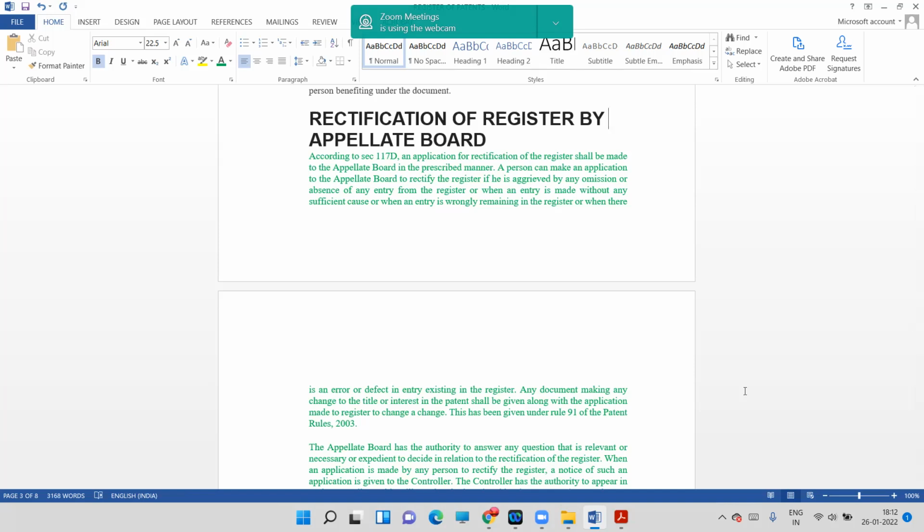So see how rectification happens. According to section 117D, an application for rectification of the register shall be made to the appellate board in the prescribed manner. A person can make an application to the appellate board to rectify the register if he is aggrieved by any omission or absence of any entry from the register, or when an entry is made without any sufficient cause, or when an entry is wrongly remaining in the register, or when there is an error or defect in an entry existing in the register. So note these 3-4-6 points as pointers, for when you can apply.